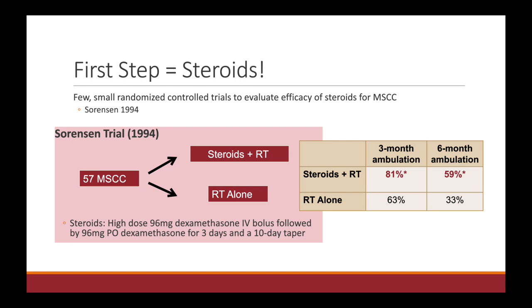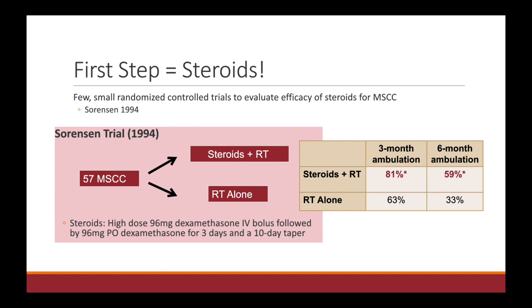There have been a few small randomized controlled trials to evaluate the efficacy of steroids in metastatic cord compression. One notable trial is the Sorensen trial, which was published in 1994, and they randomized 57 patients with metastatic cord compressions to either steroids plus radiation or palliative radiation alone. The dose of steroids that they used was actually really high. They used 96 milligrams of dexamethasone given as an IV bolus, followed by 96 milligrams of oral dexamethasone for 3 days, followed by a 10-day taper.